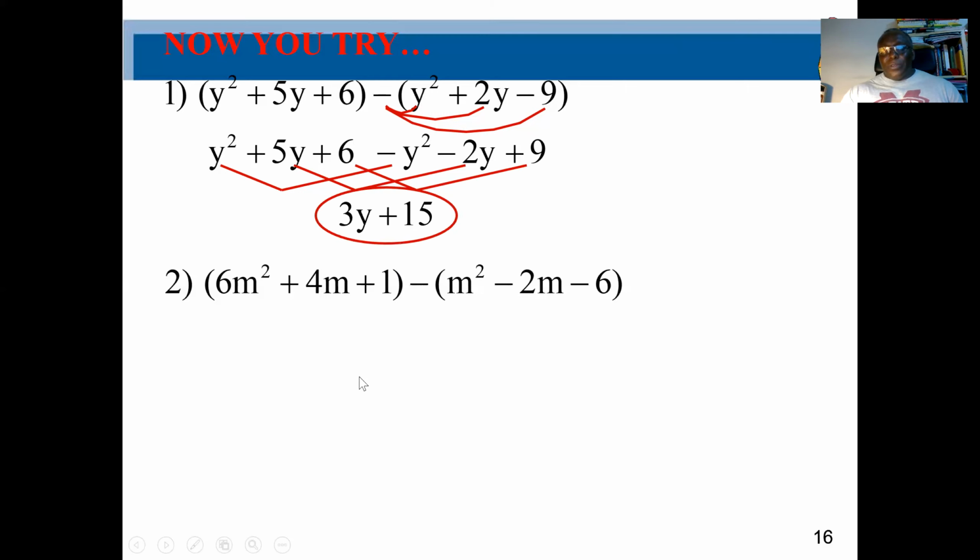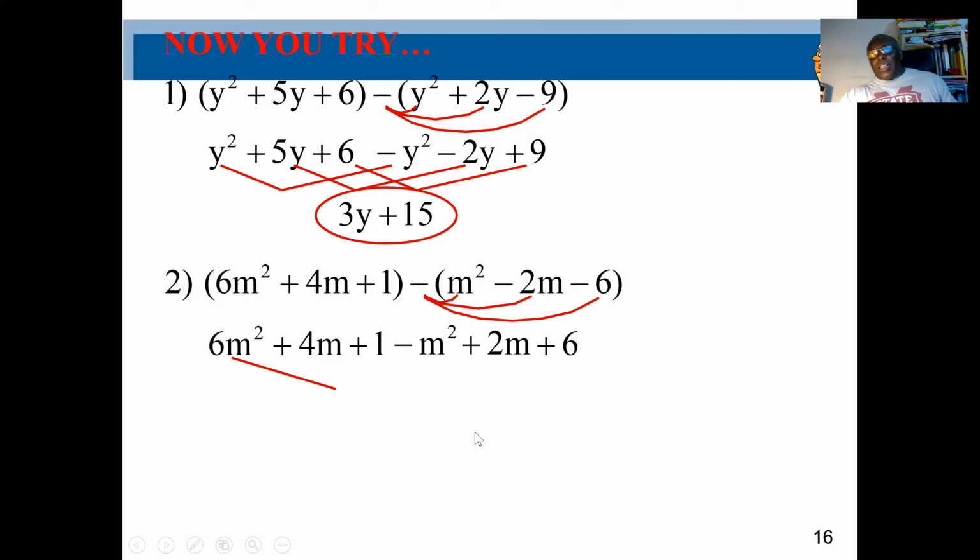Next example, same thing. Let's remove the parentheses. So m squared is positive, it becomes negative. 2m is negative, it becomes positive. Negative 6 times negative becomes positive, also positive 6.